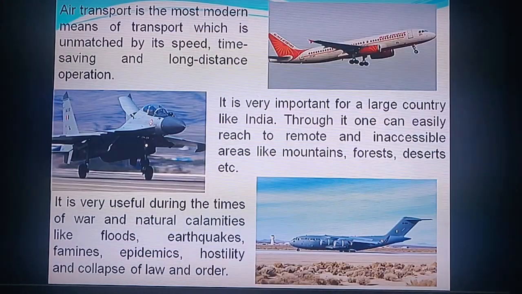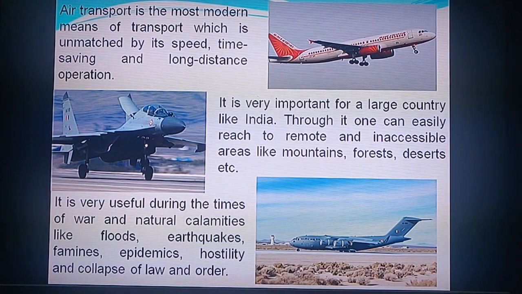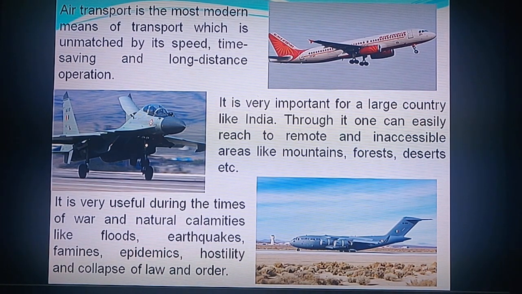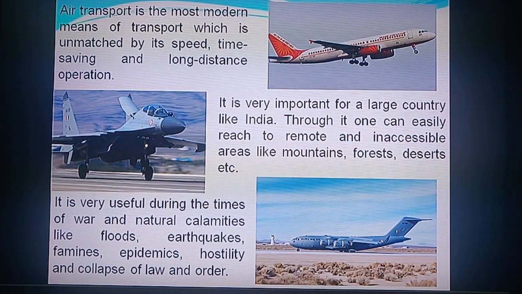So you can see in the picture also. Okay, so you can see Air India first. It is the official airline of our country. It is a passenger plane. Then you can see the fighter plane, and then last you can see the cargo plane to carry goods from one place to another in a minimum time. Right? So that is why it is one of the expensive modes of transport, and the cheapest is waterways, as we have discussed before in the chapter.